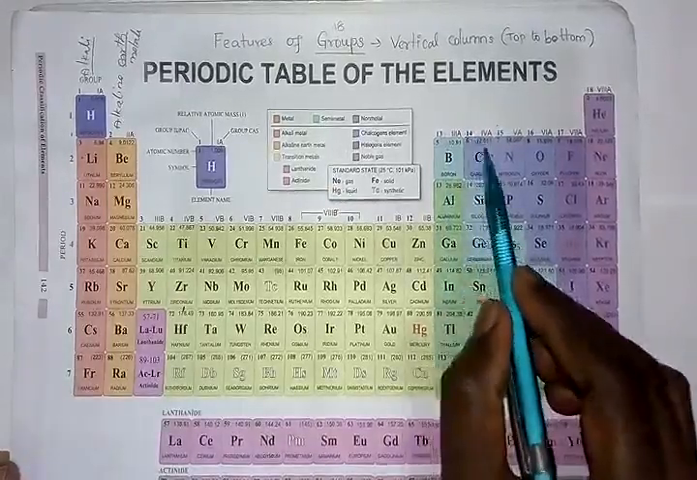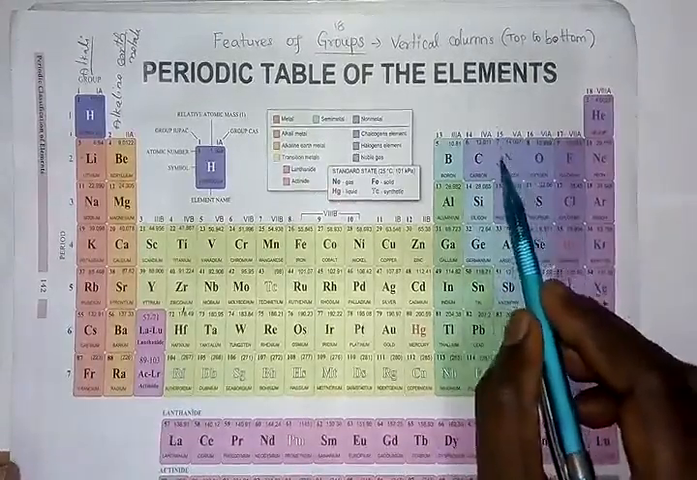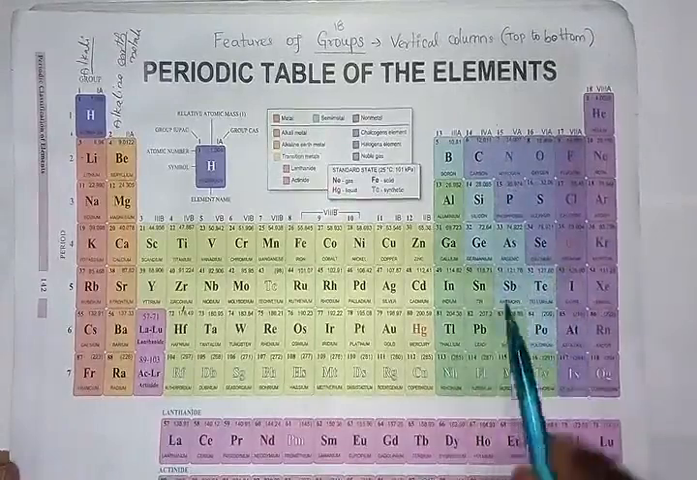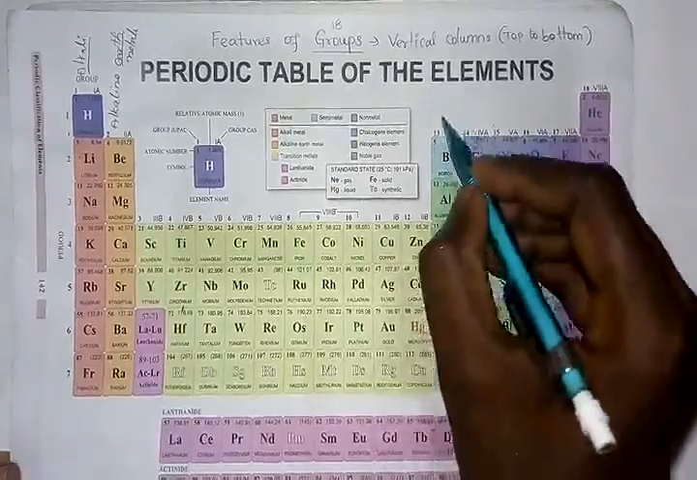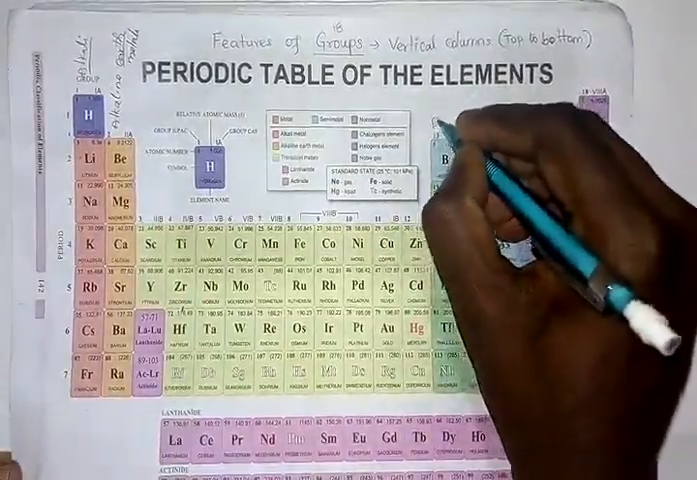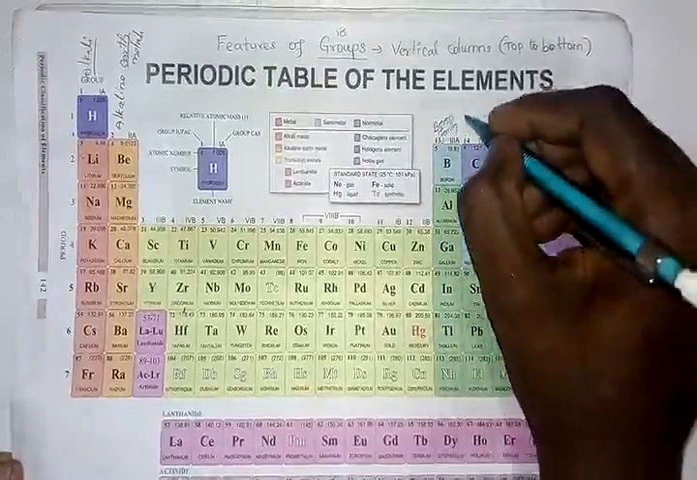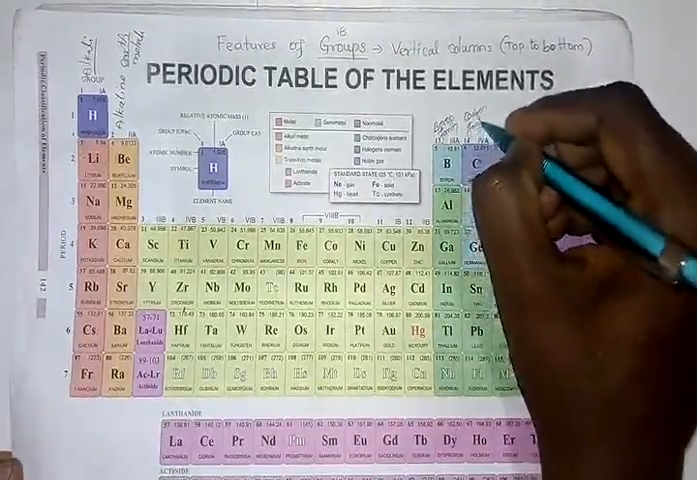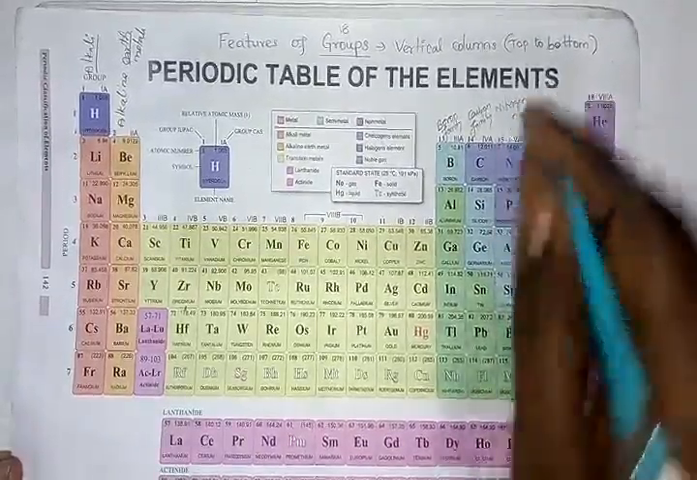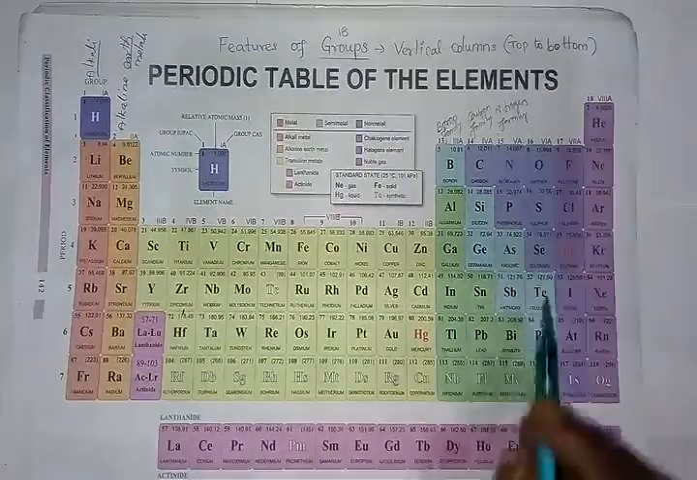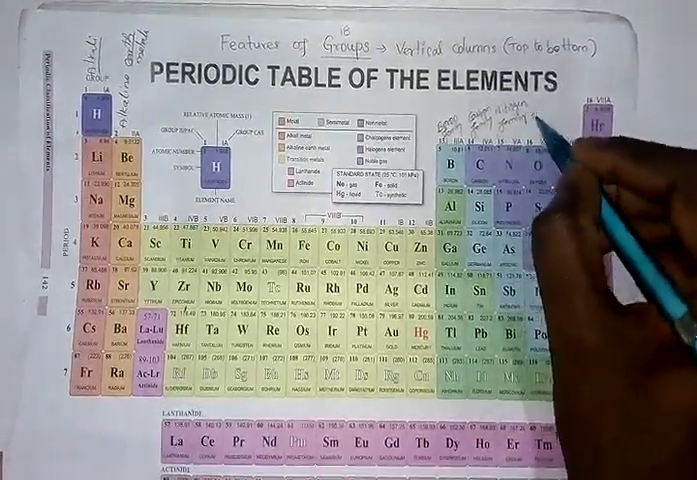The next group, the 14th group, has carbon as the first member, so it is called the carbon family. The next one, 15, has nitrogen as the first member, so it is called the nitrogen family. Let me say it one more time: the 13th group is called the boron family, the next group is called the carbon family, the next group is called the nitrogen family. The next group is called the oxygen family, as the first member is oxygen.